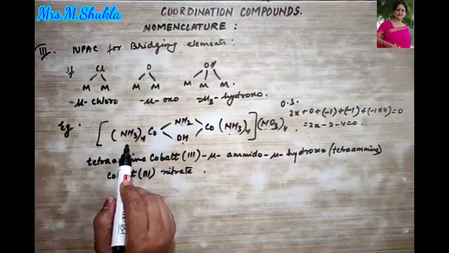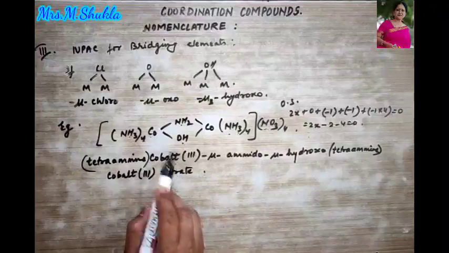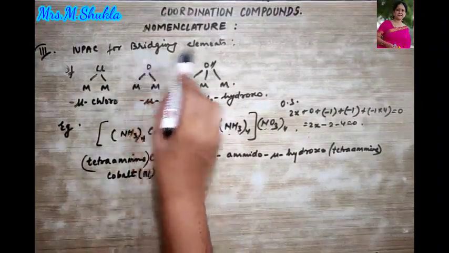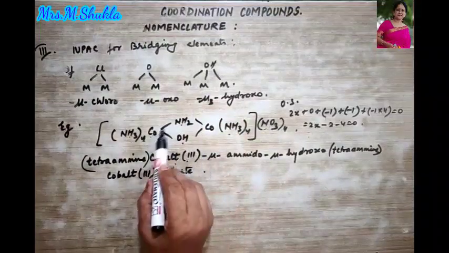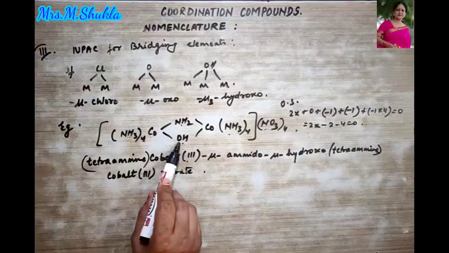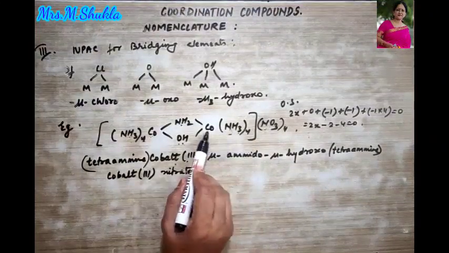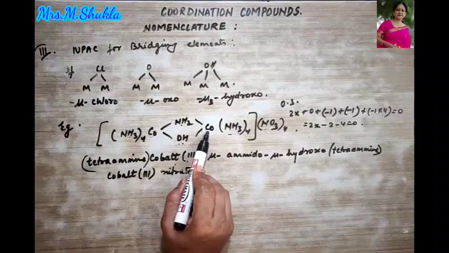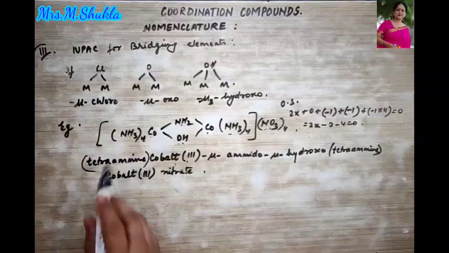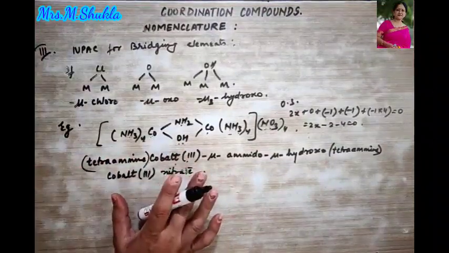So tetraammine, cobalt, the oxidation state is 3. Then here we see the bridging element, so we write down mu amido, mu hydroxo. Fine. Tetraammine, cobalt, again the oxidation state is 3, nitrate. So this is the name of the compound. I hope this is very clear to you.